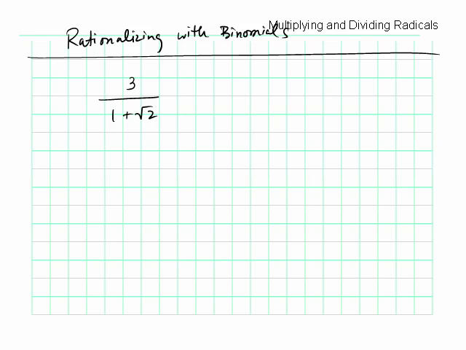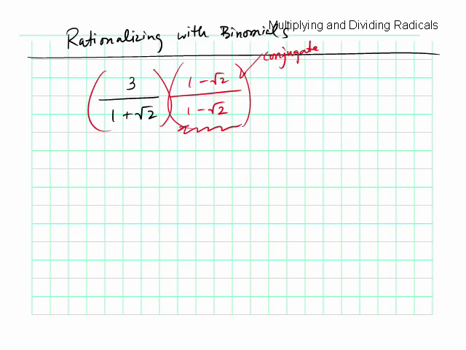If I multiply top and bottom by radical 2, that's not going to work. The trick to rationalizing a denominator that has a binomial in it, such as 1 plus square root 2, is to multiply by what's called the conjugate. The conjugate of 1 plus square root 2 is 1 minus square root 2. You just change the plus sign to a minus sign or a minus sign to a plus sign. And notice I'm still multiplying by something equivalent to 1. Multiplying by the conjugate will always work in cases like this.